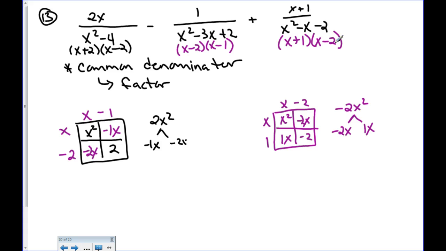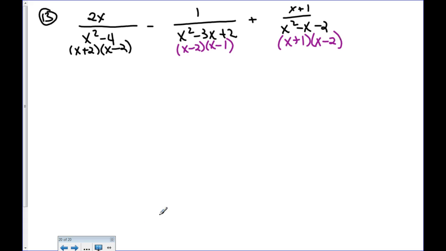So now we know all of our factors. Okay, I need a common denominator. What is my first term missing? X minus 2. It's got an x minus 2. X minus 1. It's missing an x minus 1, so I know I have to multiply by at least an x minus 1 on top and bottom. And what else? An x plus 1. So I also need to multiply this by an x plus 1 on top and bottom.